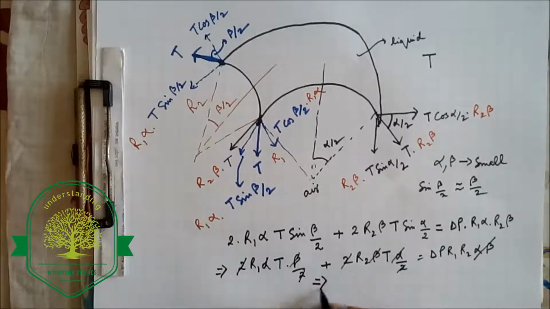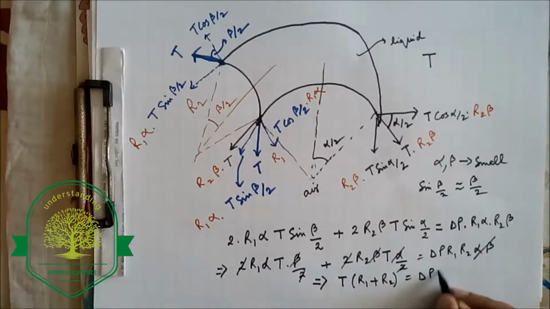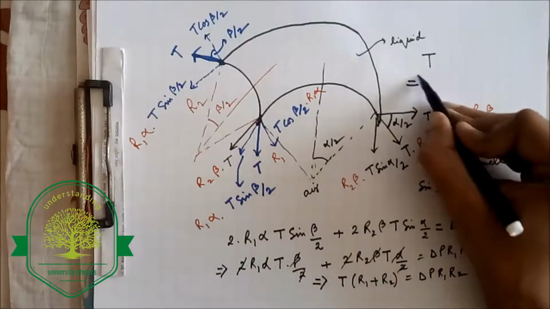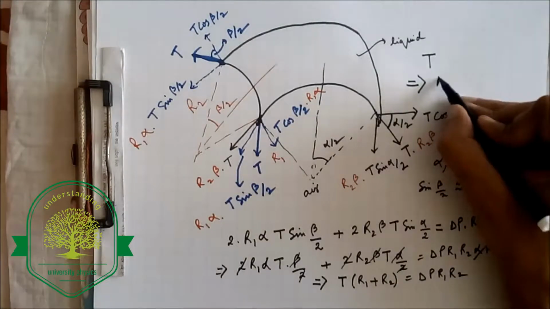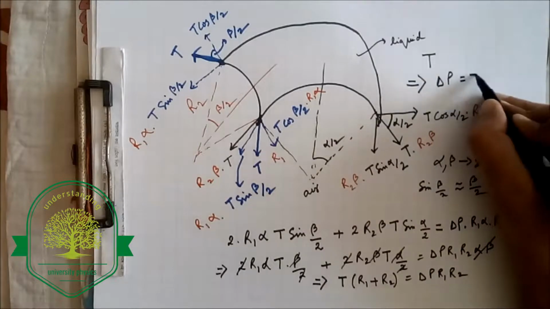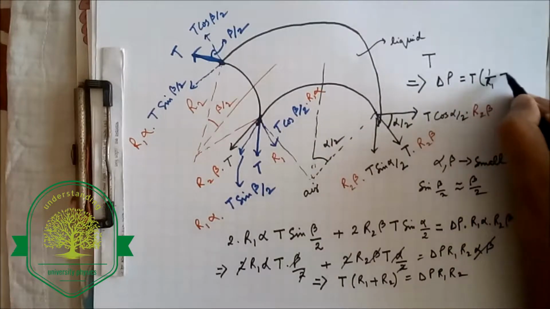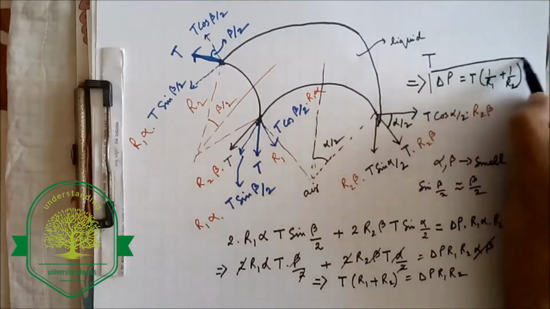So I'll be left with R1 T plus R2 T equals delta P R1 R2. So if I take T common, T times (R1 plus R2) equals delta P R1 R2. So if I write my final answer here, I am required to find out delta P, so I'll take R1 R2 to this side, and my final answer will be delta P equals T times (1 over R1 plus 1 over R2). So that ends this video.